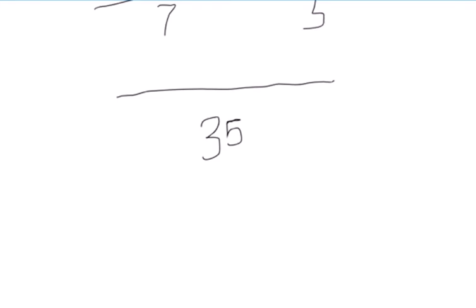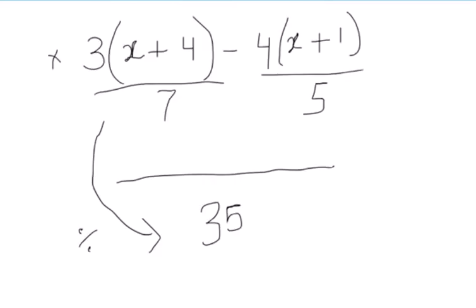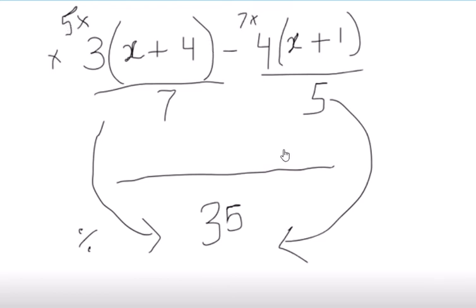Now I'm going to do what I'm accustomed doing. I'm going to divide my denominators, and then I'm going to multiply it by my numerators. Alright, so the first thing I'm going to say, 7 into 35 is 5. So 5 multiplied by whatever my numerator is. And you can see my numerator is 3, open brackets, x plus 4. Okay, so I'm going to write that. 5 multiplied by 3. 5 multiplied by everything here. Right, on the next side it's going to be the same thing. 5 into 35 is 7. It's going to be 7 multiplied by everything here.